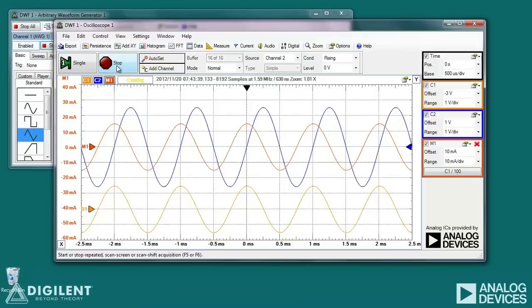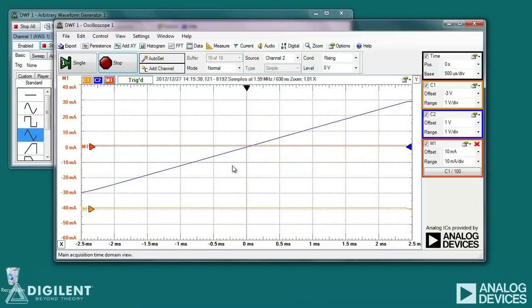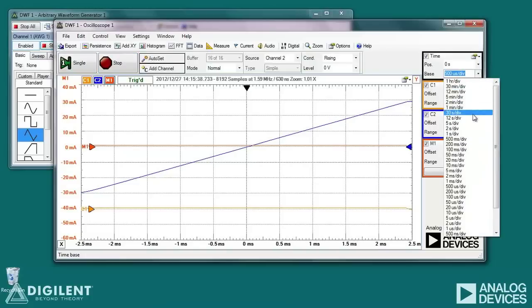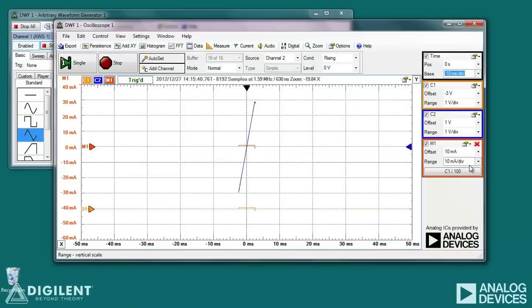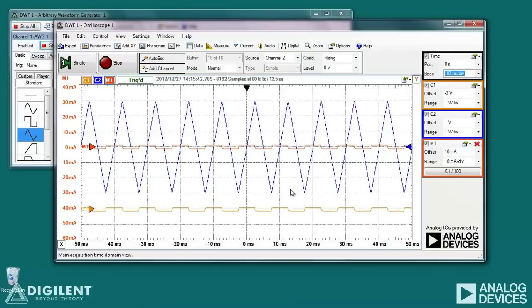Clicking Run on the oscilloscope, now our scales on the oscilloscope are poor for the signal that we're using at the moment. Let's change our time base to 10 milliseconds per division. Now we can see our triangular wave. Our current waveform is approximately flat between the peaks, which is what we'd expect.